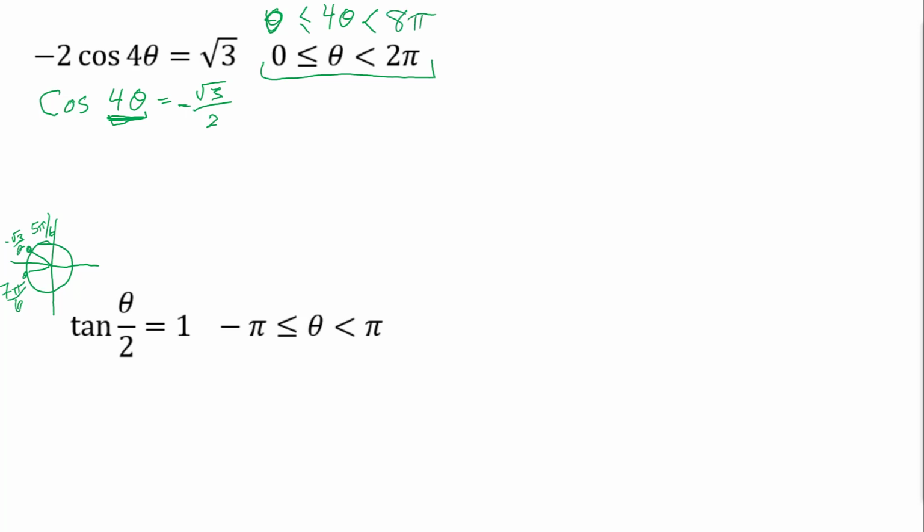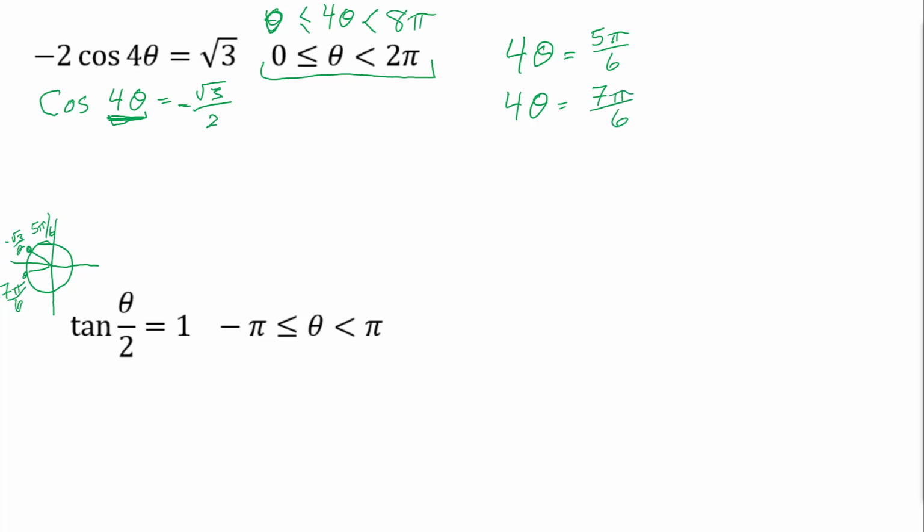So in order to get all of the thetas that they're looking for, we need to go around this circle 4 times. So our 4 theta, the thing that we take cosine of to get negative square root of 3 over 2, is going to equal 5 pi over 6. That 4 theta could also equal 7 pi over 6. And then we need to go around the circle again.